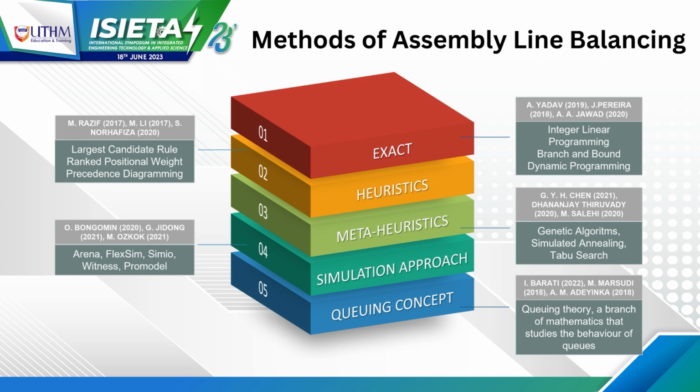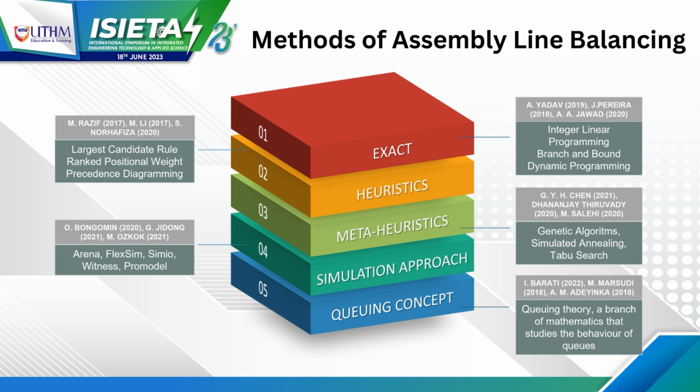The fourth method is the simulation approach. The simulation approach involves the use of computer-aided simulation to analyze the production line performance under various line balancing scenarios. This approach creates a computer model that simulates the production line and allows experimentation with different line balancing configurations.